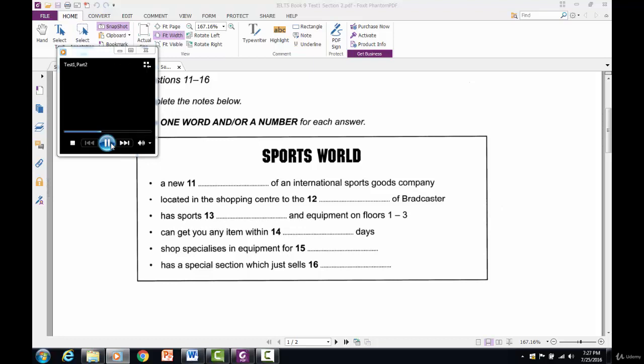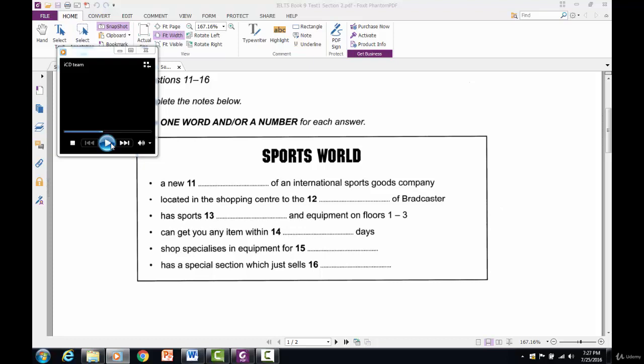They cover all the major sports, including football, tennis, and swimming. But they particularly focus on running. All right, the answer is running. R-U-N-N-I-N-G. How do we know that? Because they said they particularly focus on running. Particularly is a synonym for specialize.